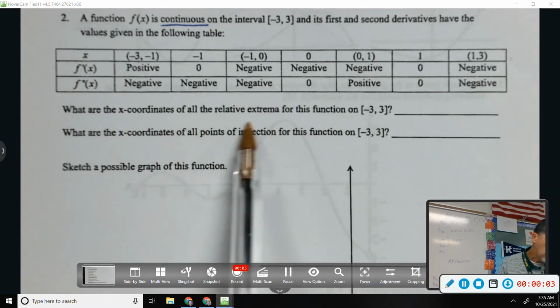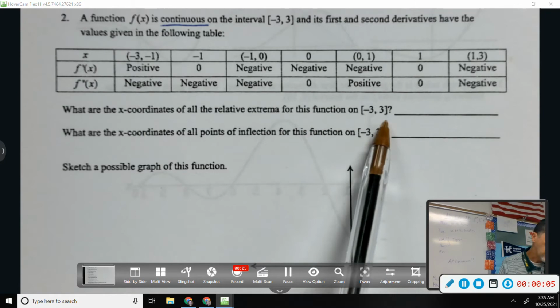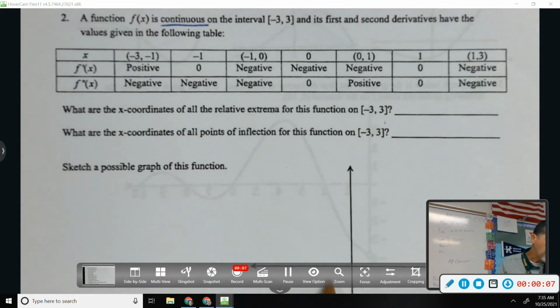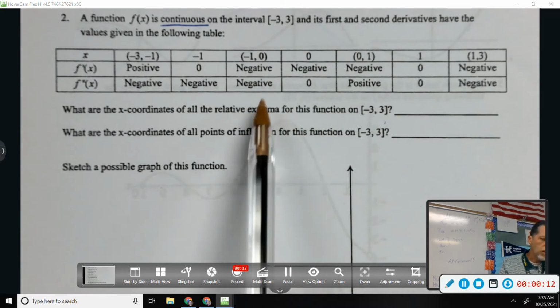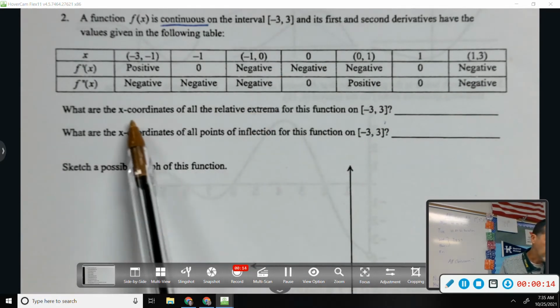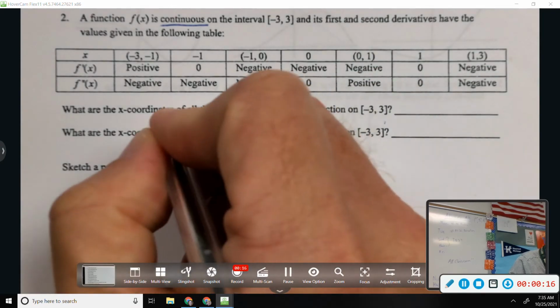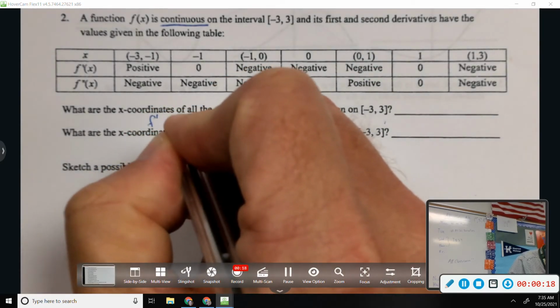What are the x-coordinates of the relative extrema? It might be easier to sketch the graph first, but we should be able to answer these questions with just the table. So let's answer the questions. Relative extrema would be where f prime changes signs.